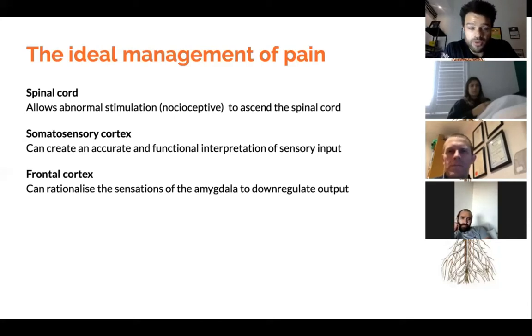In an ideal management of pain, the somatosensory cortex can create an accurate and functional interpretation of sensory input. No fuzz, no over-exaggeration, focal, refined, it does what it needs to do. The frontal cortex should be able to rationalize the sensations of the amygdala to down-regulate output.